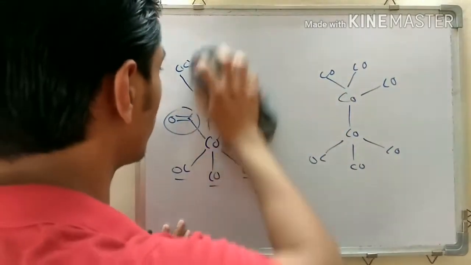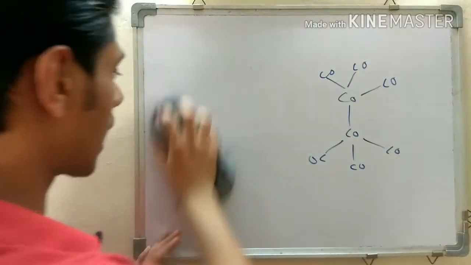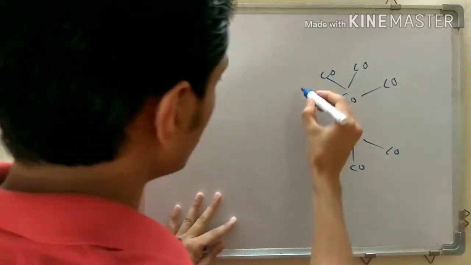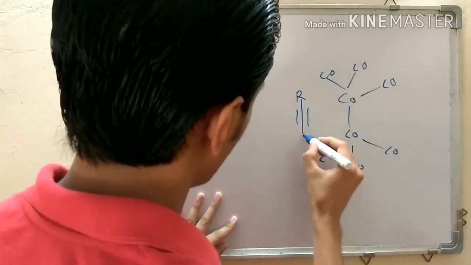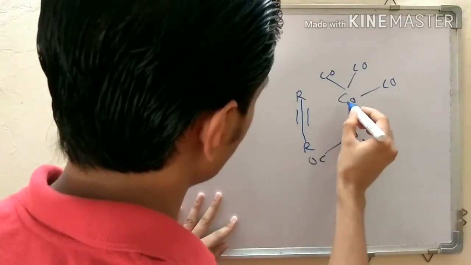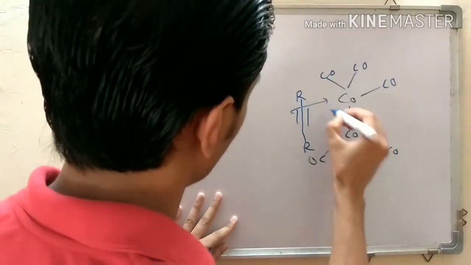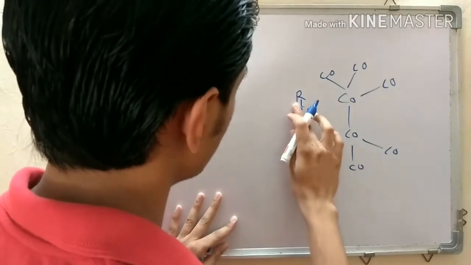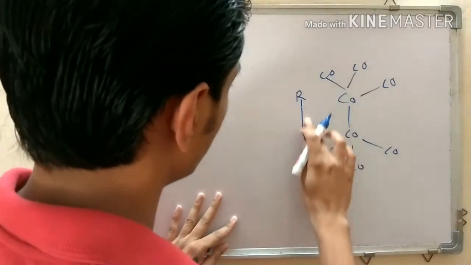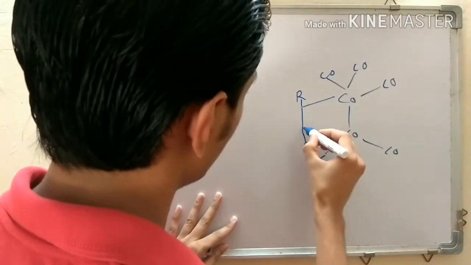So after that, what can happen? You have an alkyne in your medium. Let's say this is your alkyne, and it can bind to this cobalt like this. I will not push arrows. You can just simply understand that the alkyne will bind like this.